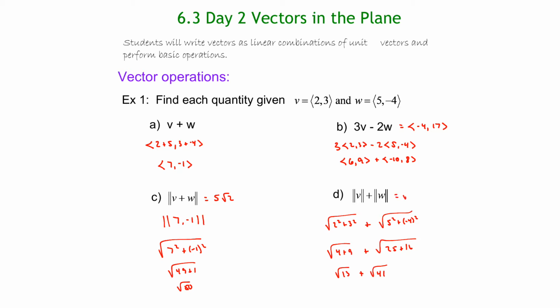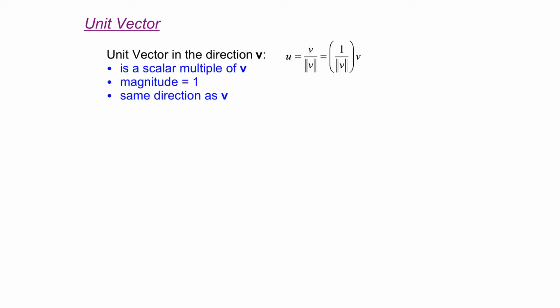So is part C equivalent to part D? And the answer to that is clearly no. So you cannot break up two vectors, find their magnitudes, and have it be the same as the magnitude of the sum of the two vectors. So there are some basic operations of vectors.